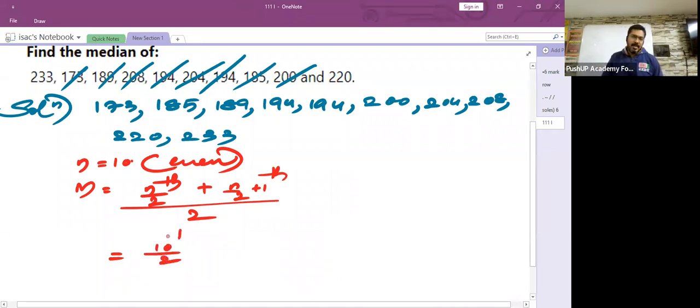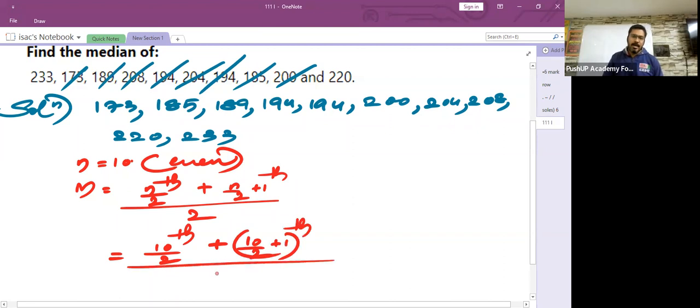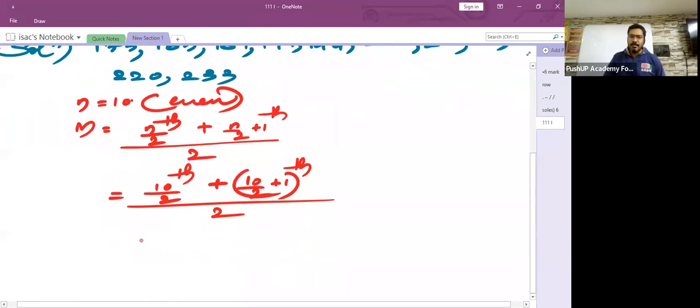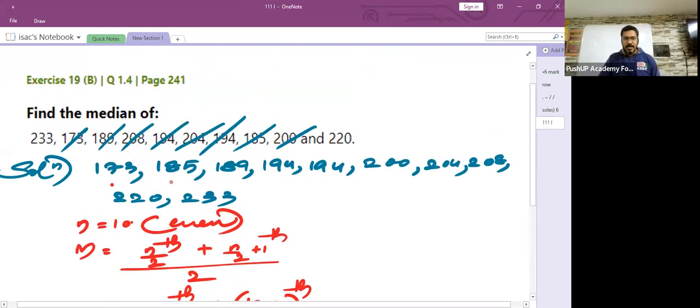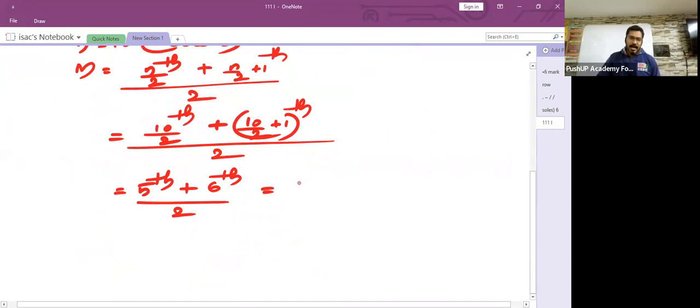Now, 10 by 2th term plus 10 by 2 plus 1th term whole divided by 2. 10 by 2 is 5, so it is the 5th term. 10 by 2 plus 1 is 5 plus 1, which is 6th term, whole divided by 2. What is the 5th term here, children? 1, 2, 3, 4, 5. It's 194. What is the 6th term here? 200. So it should be the average of 194 and 200.